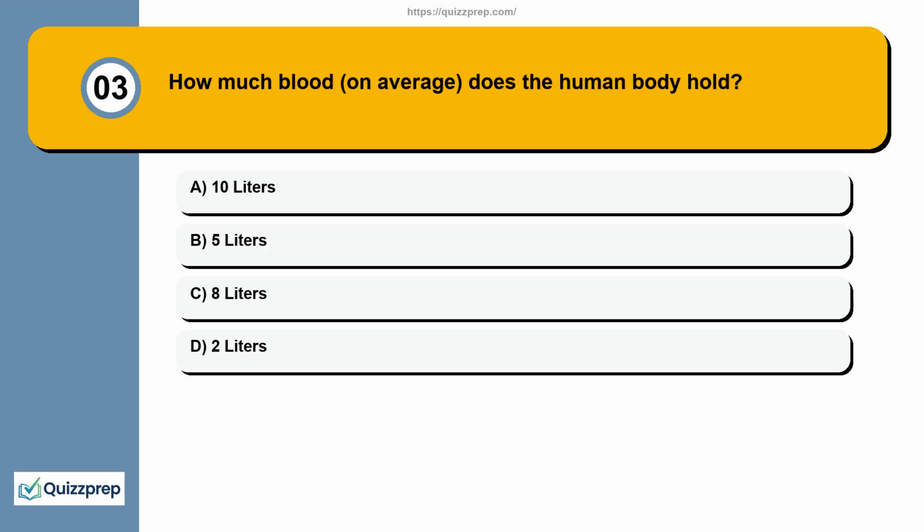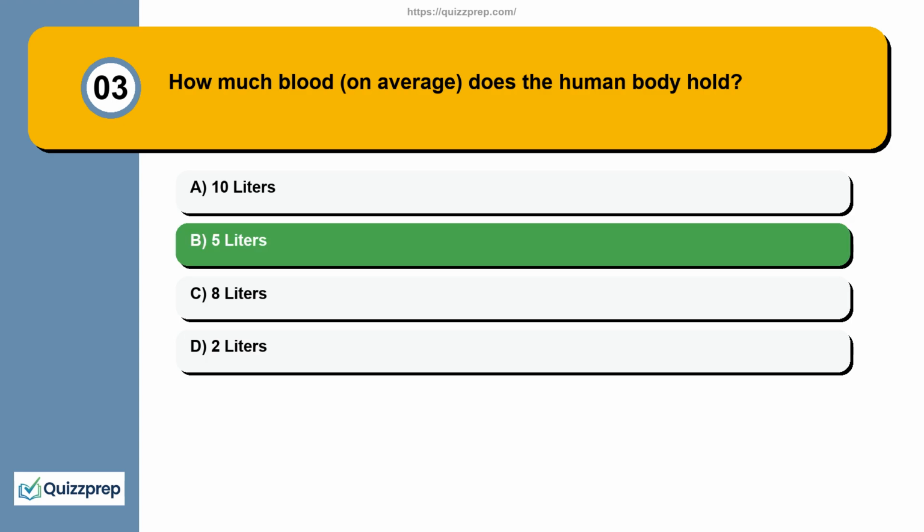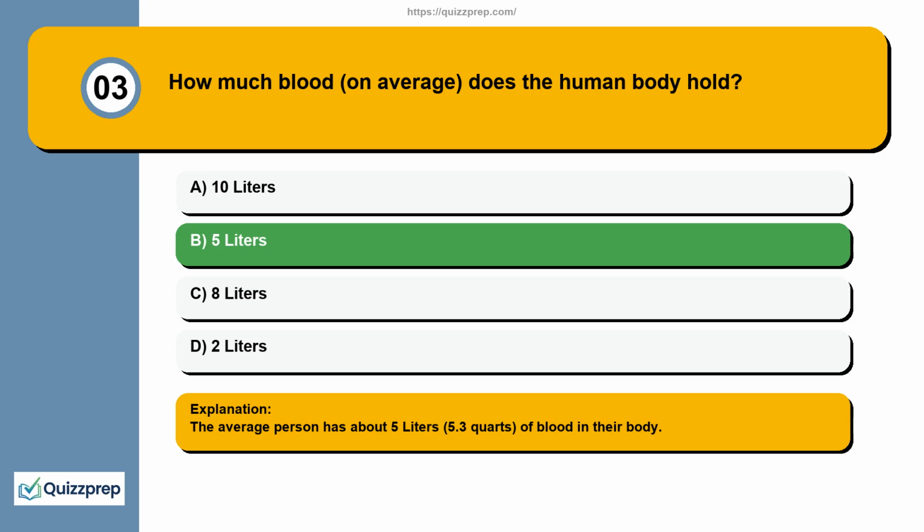Question 3. How much blood, on average, does the human body hold? 10 liters, 5 liters, 8 liters, 2 liters. The average person has about 5 liters, 5.3 quarts, of blood in their body.